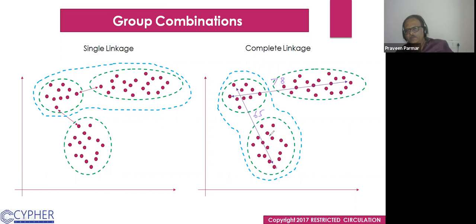So we will merge these two. Here also we are getting 7 and here we are getting 12. So we merge the smallest one. Always we choose the smallest one and keep it together, either it is single linkage or the complete linkage. Got it? Yeah. Thank you, sir.